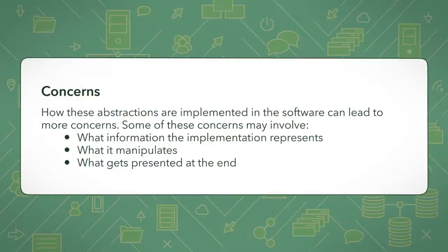A software system solves a problem in a similar fashion. The problem might be complex with a large number of concerns, or it might be simple with a small number of concerns. There are concepts that can be abstracted from the problem space. How these abstractions are implemented in the software can lead to more concerns.